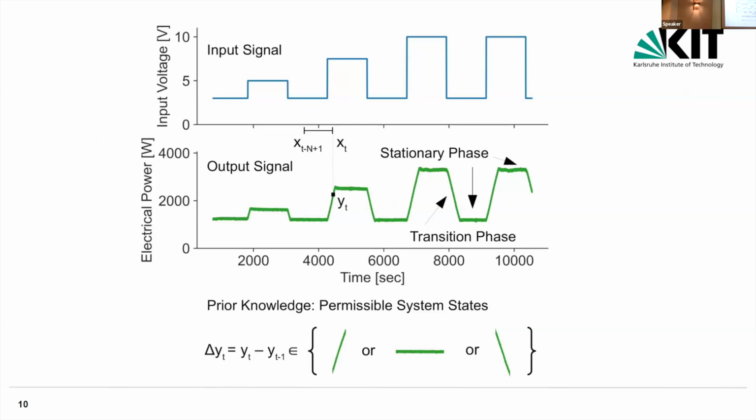We observe that our output can basically have three types of ramps. It can have a rising ramp, a constant one, and a falling ramp. And now the question is, can we somehow use this simple observation to help train a useful and precise model?